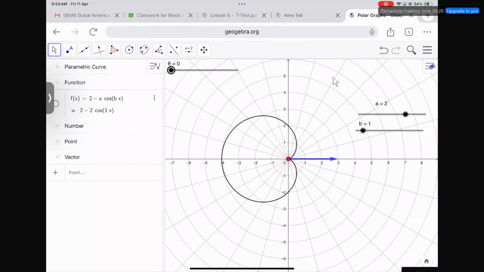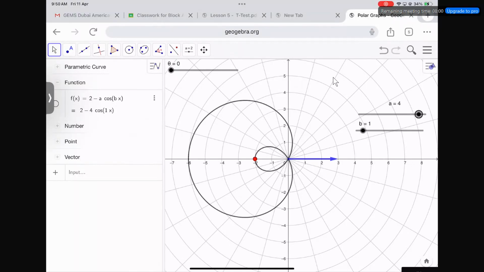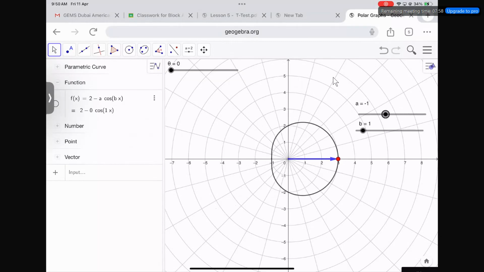What is the relationship between the constant at the front and the value of A? They're both 2. Then we get the heart shape. If the value of A is bigger, you get 2 loops in one direction. If the value is smaller, you get something that looks a bit like a circle.